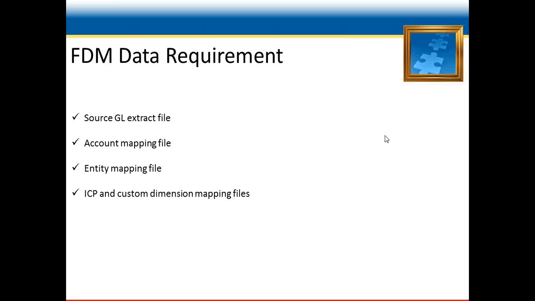Account mapping file. The account mapping file is a file that maps the source system account to the target system account. Valid mapping files include ledger link, extract file, Hyperion Enterprise conversion table extracts, Microsoft Excel maps, and other mapping sources such as databases. Entity mapping file. The entity mapping file is a file that maps the source system entity to the target system entity. ICP and custom dimension mapping files. The intercompany partner and custom dimension mapping files are files that map source system ICP and custom dimension to target system custom dimension.